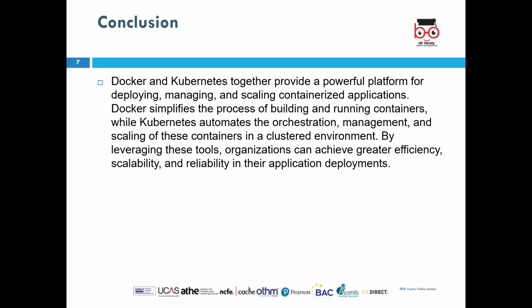So, conclusion: Docker and Kubernetes together provide a powerful platform for deploying, managing, and scaling containerized applications. Docker simplifies the process of building and running containers, while Kubernetes automates the orchestration, management, and scaling of these containers.